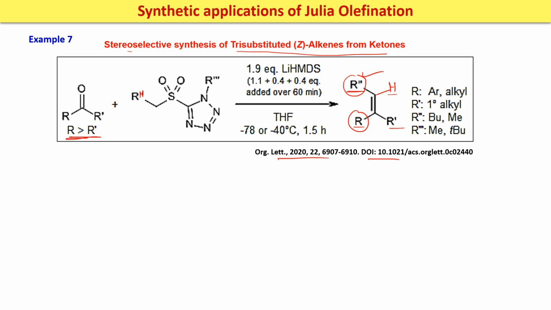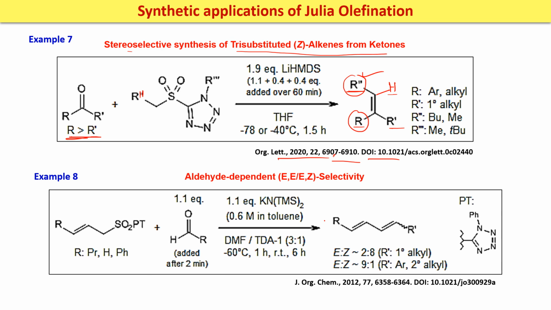Normally we know that E alkene is the major, but here we are getting Z alkene and also trisubstituted, which is also not very common. So this is very interesting example, and if you want to know the details, please check this reference. Fine. So it is trisubstituted Z alkene. This is highly unusual. Next example, aldehyde dependent EE or EZ selectivity.